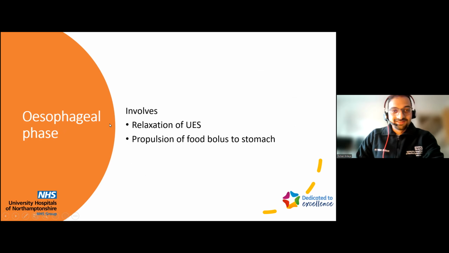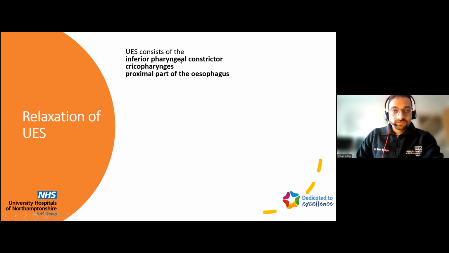Coming to the last phase, the esophageal phase, it involves the relaxation of the upper esophageal sphincter and propulsion of the food bolus into the stomach. Now, the upper esophageal sphincter actually consists of three muscles: the inferior pharyngeal constrictor, the cricopharyngeus, and the proximal part of the esophagus.